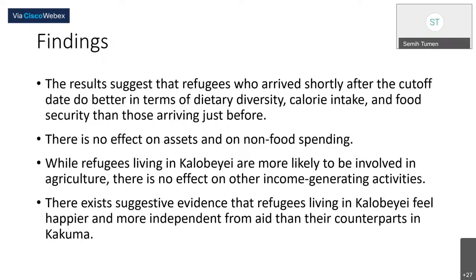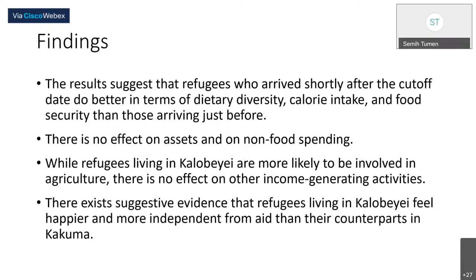So the main finding is that the development approach has positive effects on dietary diversity, calorie intake, and food security, compared with those arriving just before. Arriving just before means that the refugees are in a humanitarian setting rather than a development setting. There's no impact on assets and non-food spending. They find that the Kalobeyei refugees are more likely to be involved in agriculture, while there is no effect on other income generating activities.